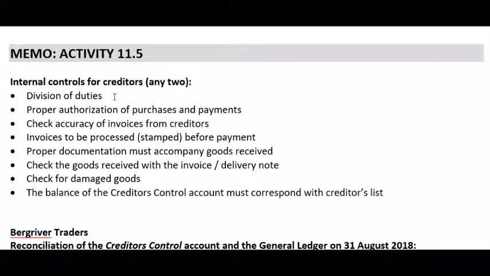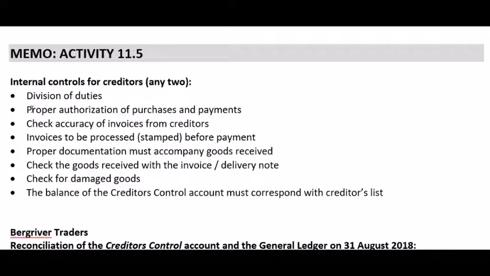The most obvious one is to divide duties. In other words, the same accountant shouldn't do the CJ and CAJ, and compile the creditors ledger and creditors list, and post to the creditors control account at the end of the month. You should actually have 3 different people that take responsibility for those tasks.